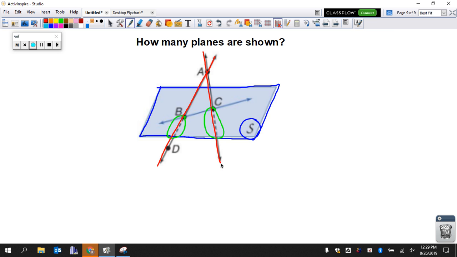So this point A is actually above the plane, and point D is below the plane S. So that forms an entirely separate plane that we can show by picking these 3 points, A, B, and C. And then we also have plane script S. Okay, so there are 2 planes that are shown in this figure.